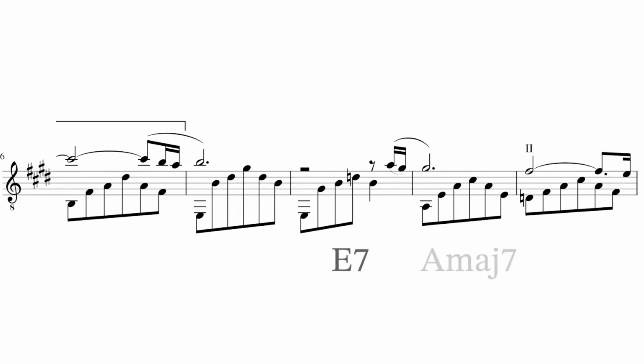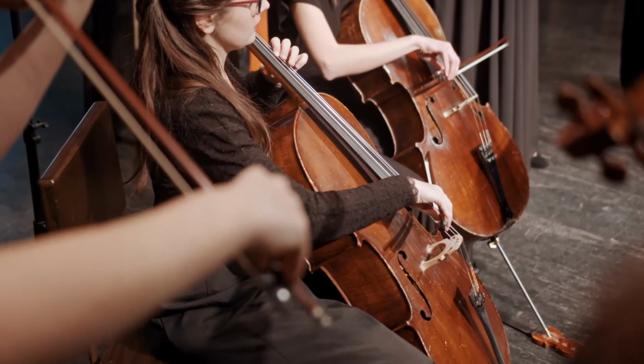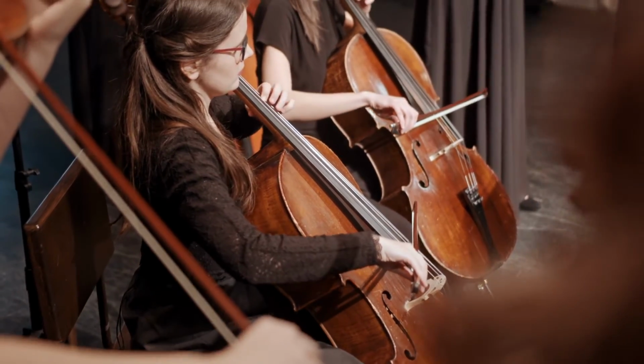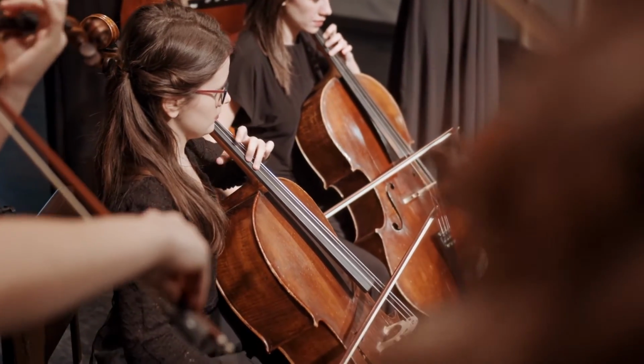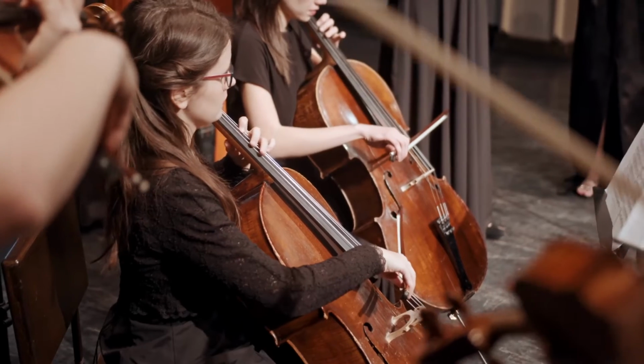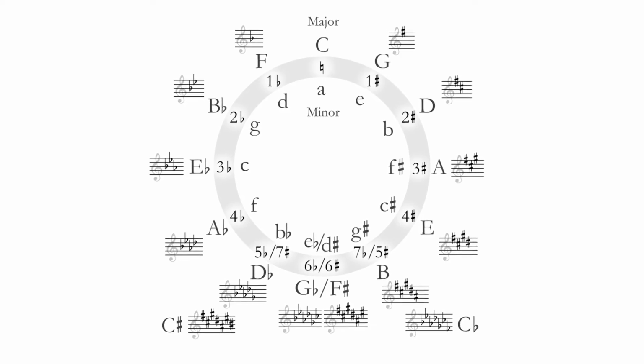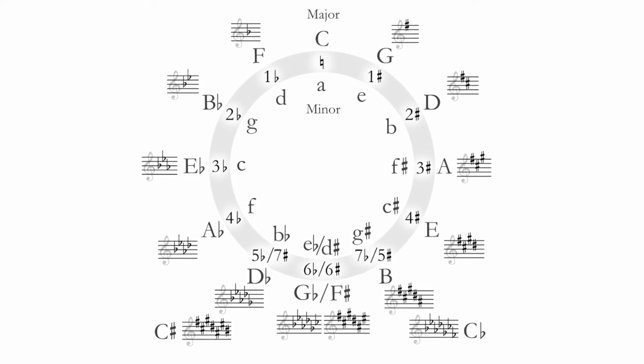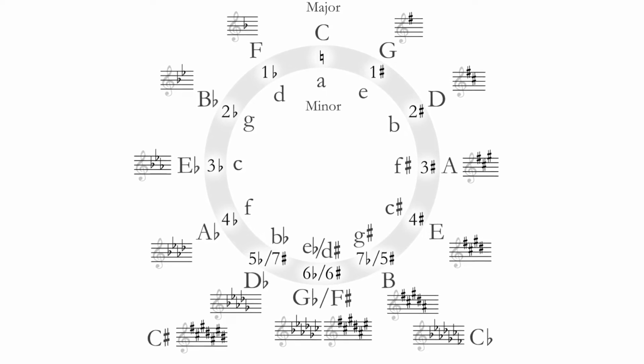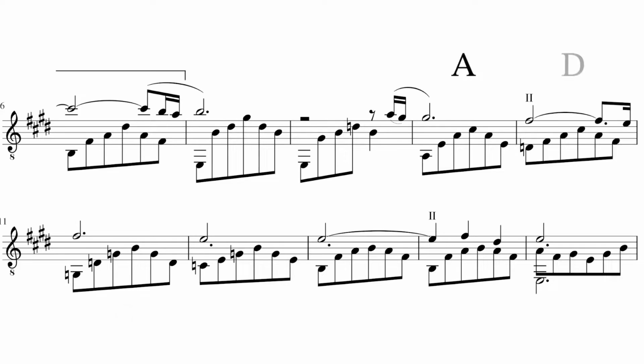As the E7 resolves to an A major 7, the strings enter. The strings aren't transcribed here, but they broadly just play full chords throughout, giving a warm, luscious bed for the guitar to sit atop. The piece then cycles around the circle of fifths, all the while the melody remaining very slow moving. It cycles A, D, G and C, all playing major 7th chords.